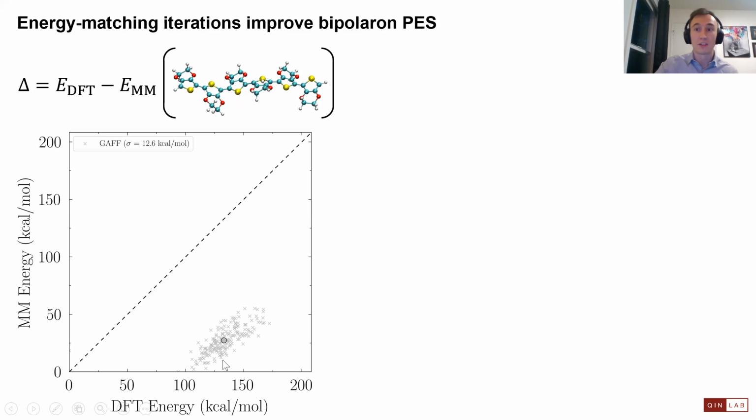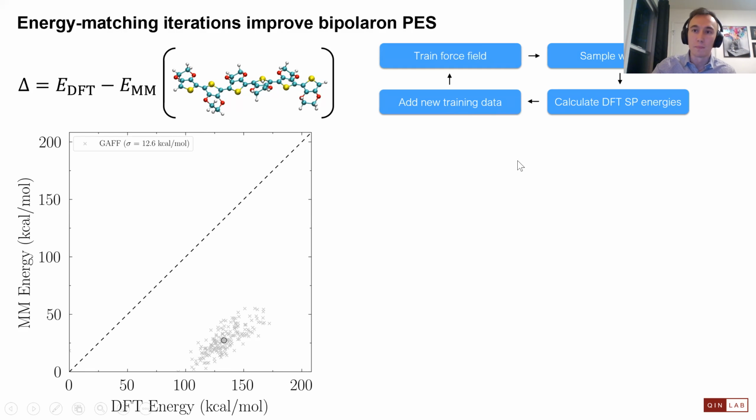We can see right off the bat, GAF doesn't do a very good job, partially because it's not representing the same potential energy surface minimum as the DFT data are. But if we follow this iterative procedure where we train our force field with the data that I've shown previously, we sample with MD, we run molecular dynamics simulations to obtain new conformations, we calculate the DFT energies of those conformations, and then we add those as new training data for the next round of iteration.